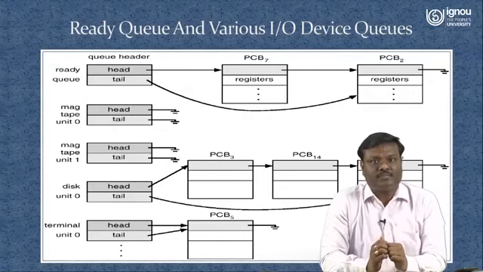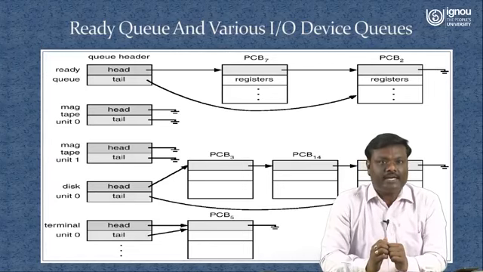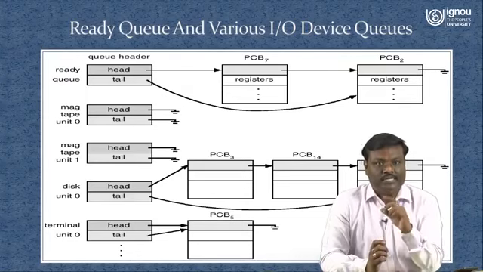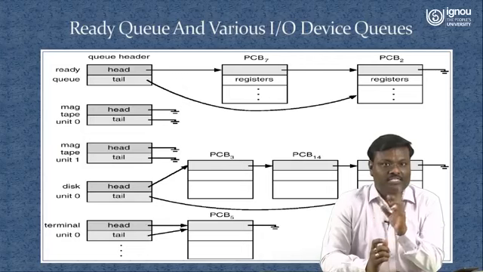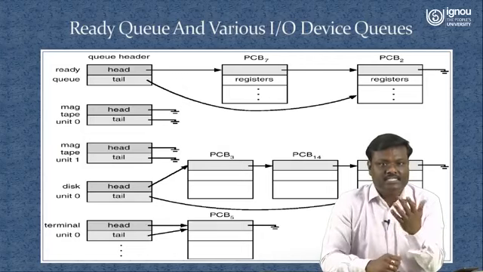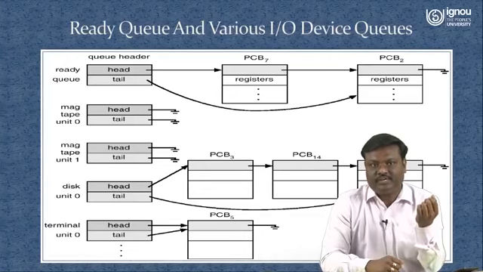Suppose some 3 processes came into the ready queue of the magnetic tape on a first come first serve basis, then the first process address will be stored in the head and the third process address will be stored in the tail. So likewise the queue will be maintained. This is a simple data structure which you had studied in MCS 21.